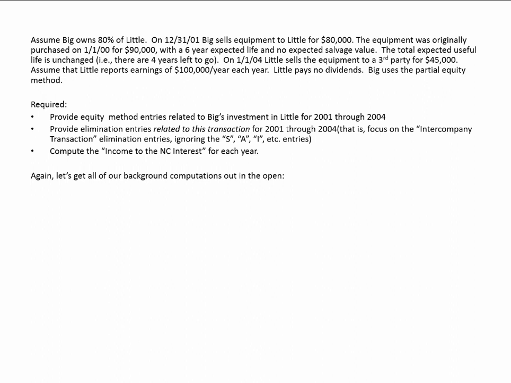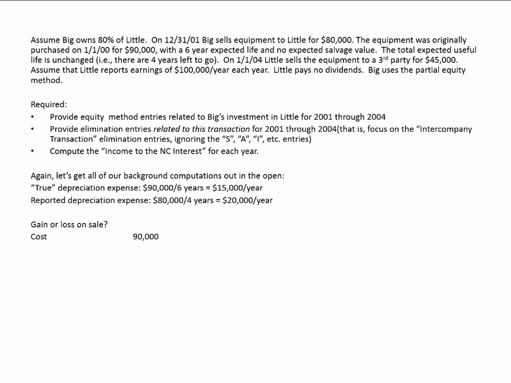Again, let's go ahead and get our background computations out in the open. The true depreciation expense is $90,000 original cost over the 6-year life, or $15,000 per year. When Big sells this to Little, Little is going to report depreciation expense of $20,000 per year. Again, they buy it for $80,000. It has 4 years left to go, so Little's reported depreciation is going to be $20,000 per year.